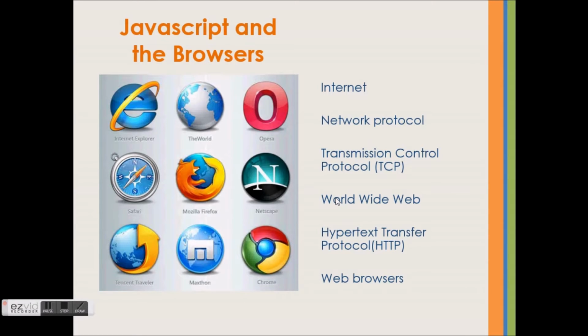The World Wide Web is a set of formats and protocols that allows us to visit web pages. Using HTTP, or Hypertext Transfer Protocol, it allows other computers to request documents over the internet. And finally, web browsers are what we use to search, explore, and view these HTML documents.